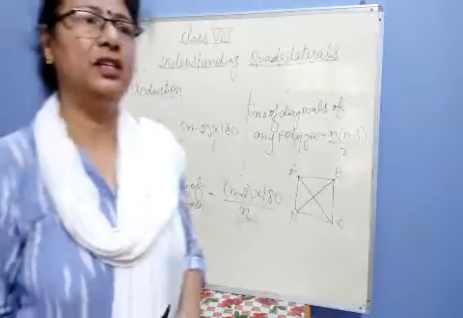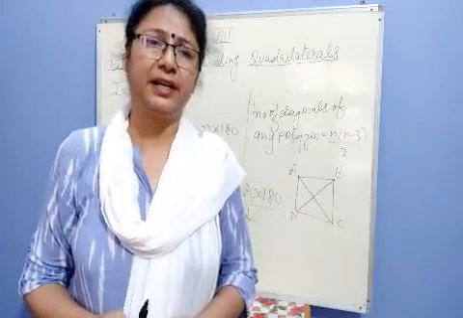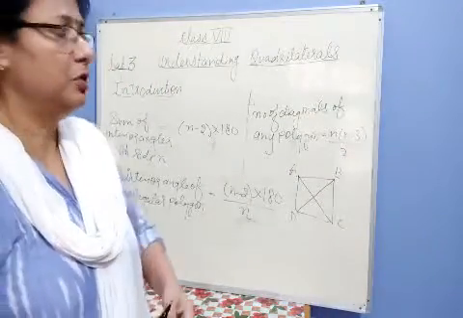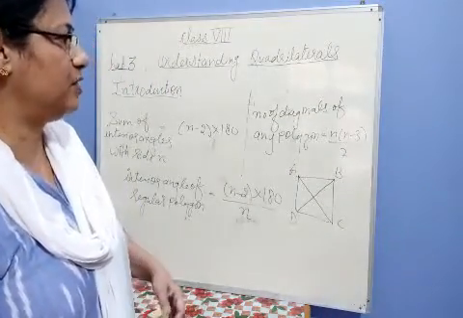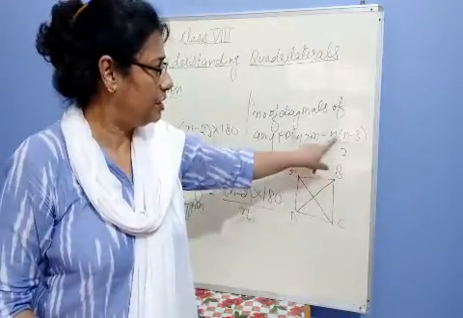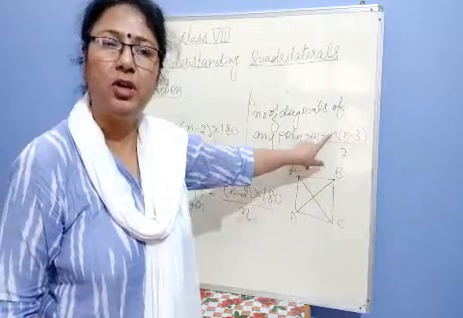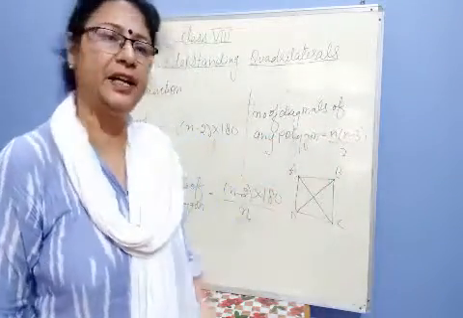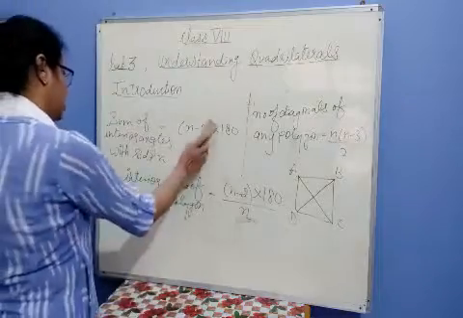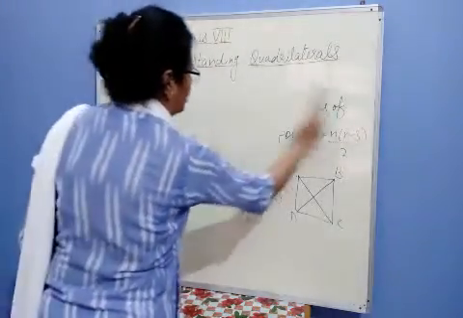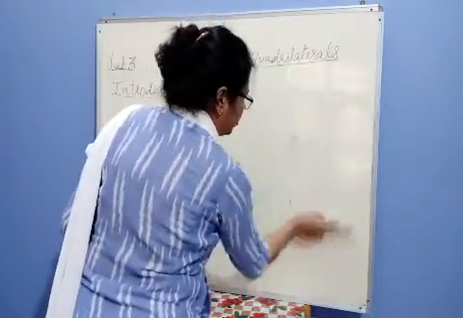But in different polygons like heptagon, nonagon, decagon, there are many diagonals, so it will be difficult for you to find how many diagonals there are. So here we use this formula n minus 3 upon 2. In place of n, you should put the number of sides of the polygon, then you will get the number of diagonals. Now the next property which is based on polygons is the exterior angle property.